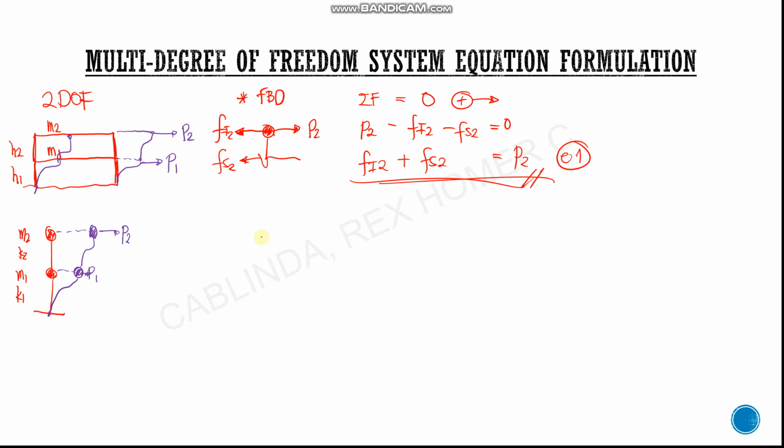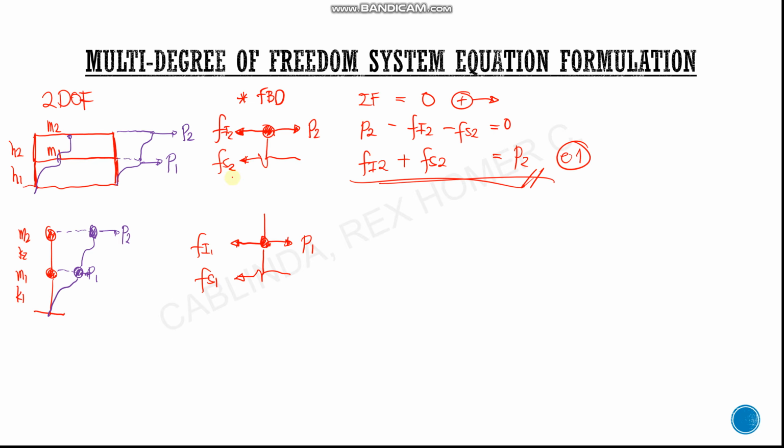Next, you're going to draw the FBD for the first floor. So we have the first floor concentrated or lumped mass, and then we have the columns. Again, we have the applied dynamic force P1, and since there is an applied dynamic load on the first floor, there is an inertia force Fi1, denoting the inertia force at the first floor. And then we also have another resisting force, the elastic restoring force, Fs1.